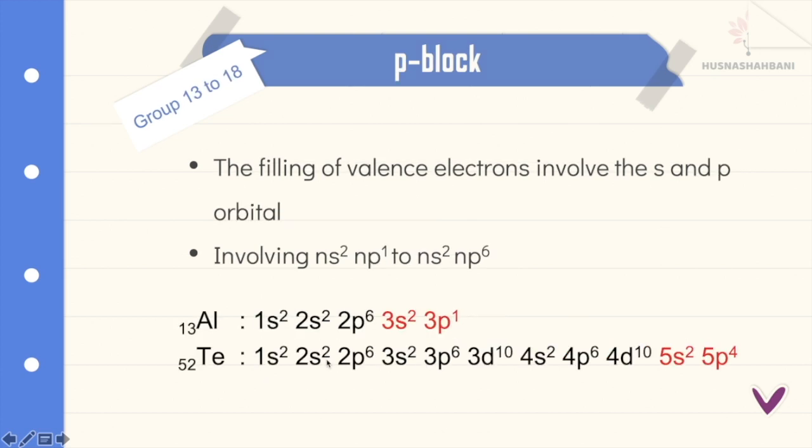P block, the filling of valence electrons involves s and p orbitals, from ns2 np1 until ns2 np6. Aluminium, valence electrons are in 3s and 3p. So if it involves s orbital and p orbital, it is in p block. Te involves valence electrons in 5s2, 5p4. So these valence electrons involve s orbital and p orbital.